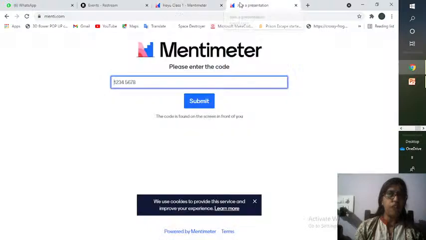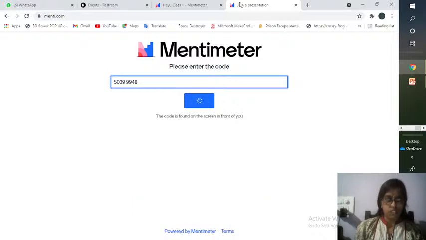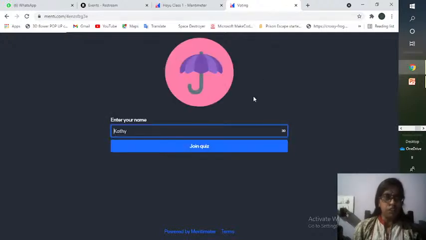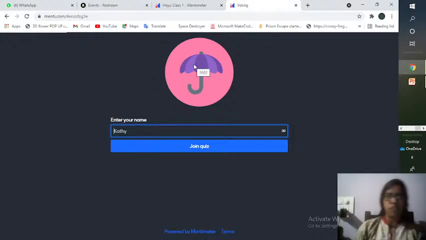What is the code there? 5039 9948, this is the code. Then submit. That's it, you have to do only that much. Then enter your name there. Whoever is joining has to enter their name.